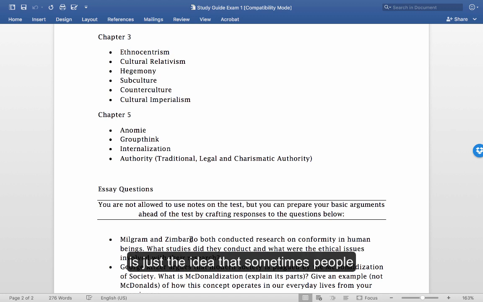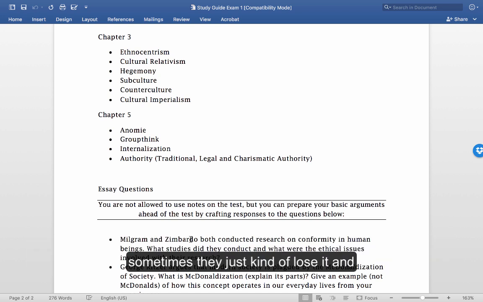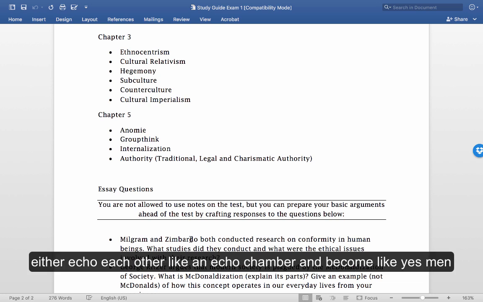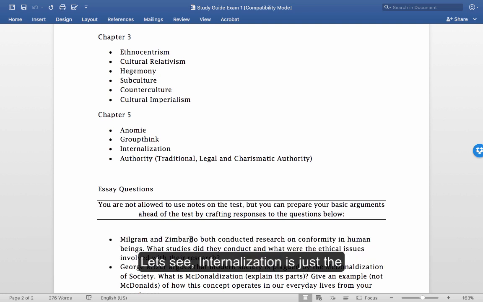Groupthink is just the idea that sometimes the more conformed people are to each other, the closer they are to each other, sometimes they just kind of lose it and either echo each other like an echo chamber or become like yes men and they all agree to the same thing, and it's not necessarily a positive situation.